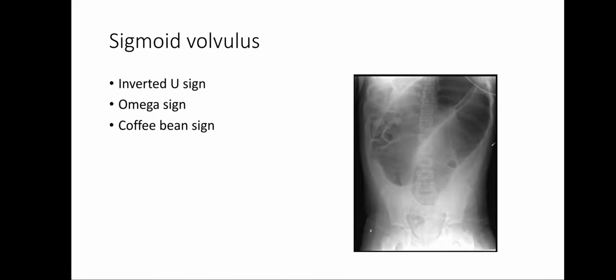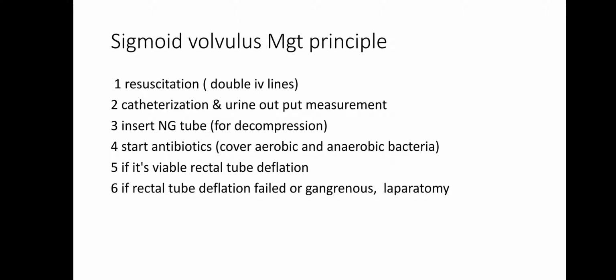Management principles: first, open intravenous lines and resuscitate with crystalloids, insert urinary catheter and follow urine output, insert NG tube for decompression. Remember as 3 tubes: intravenous line, nasogastric tube and urinary catheter.